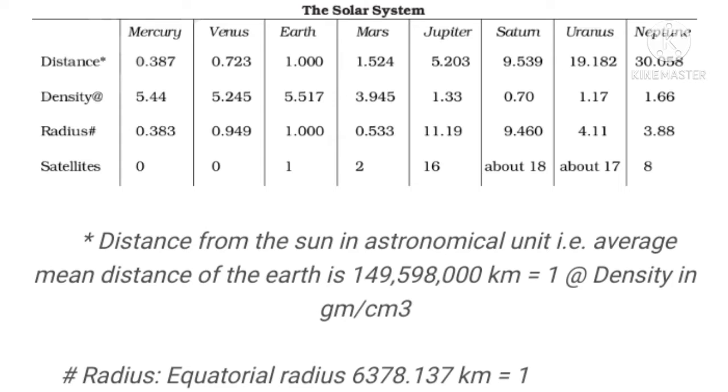Here are the details of our solar system, in which we can see the density, distance, radius and satellites of all the planets included in the solar system, starting from Mercury, Venus, Earth, Mars, Jupiter, Saturn, Uranus and Neptune.